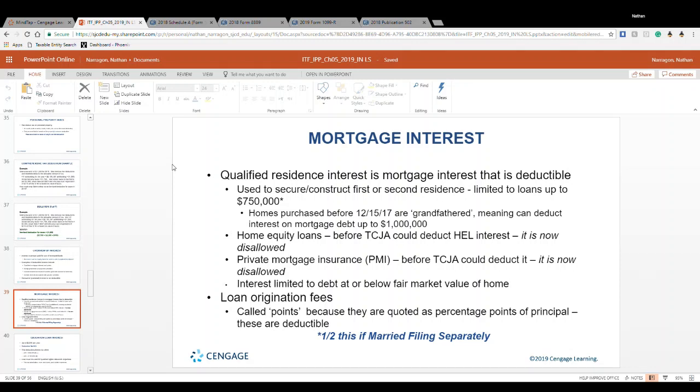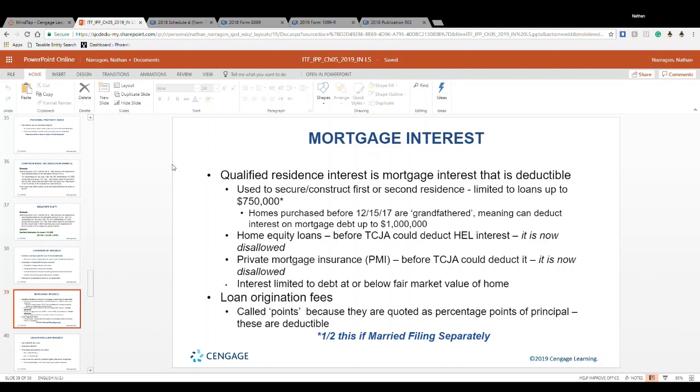Right. Home equity loans in itself, before the TCJA could deduct their interest, it is now disallowed. So we are not allowed to take a home equity loan interest anymore. Same thing with private mortgage insurance, PMI, right? That is now disallowed. They kicked out both of those. So we can't take those. Unfortunately, they were actually pretty good. But that stuff is no longer needed for us. And private mortgage insurance, the PMI was that percentage of insurance if you couldn't pay the complete down payment of 20%. So that sucks.